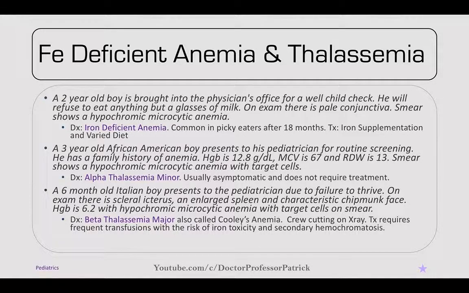So you can see the RDW is small despite the MCV being extremely small, and this is because all of the RBCs are made similarly with very small MCV because they're not being filled with enough hemoglobin.